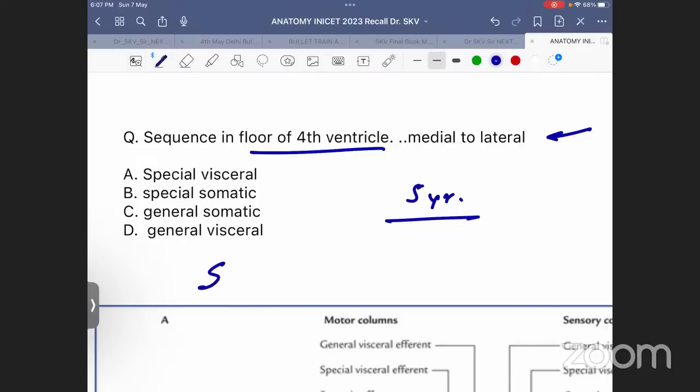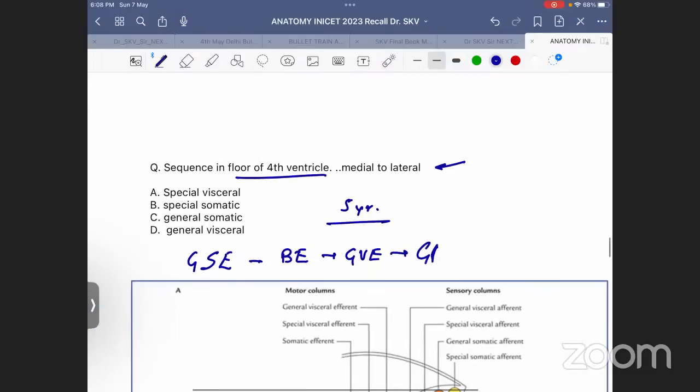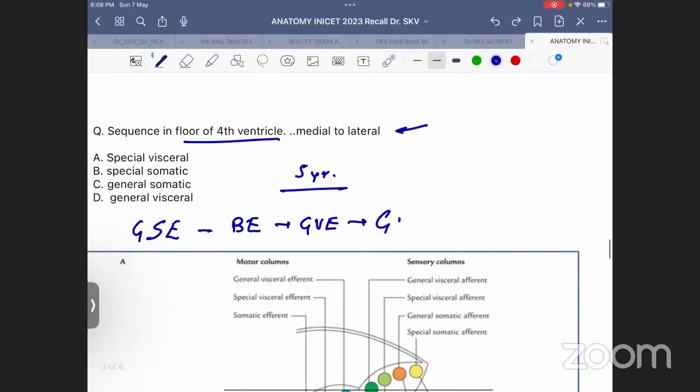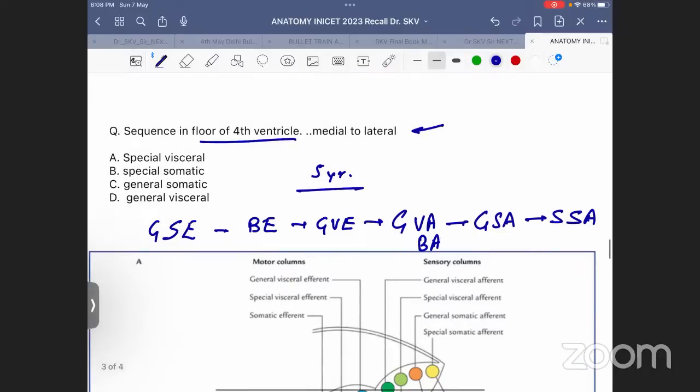I told you the sequence: general, gusse, then Be, and then Gue. Then remember the Gua, and then there is our Ba, and then Gussa. And the last one is the special somatic efferent. So whatever you see in the options given here, special visceral is given, special somatic is given, special somatic will be last, general somatic is given, and general visceral.